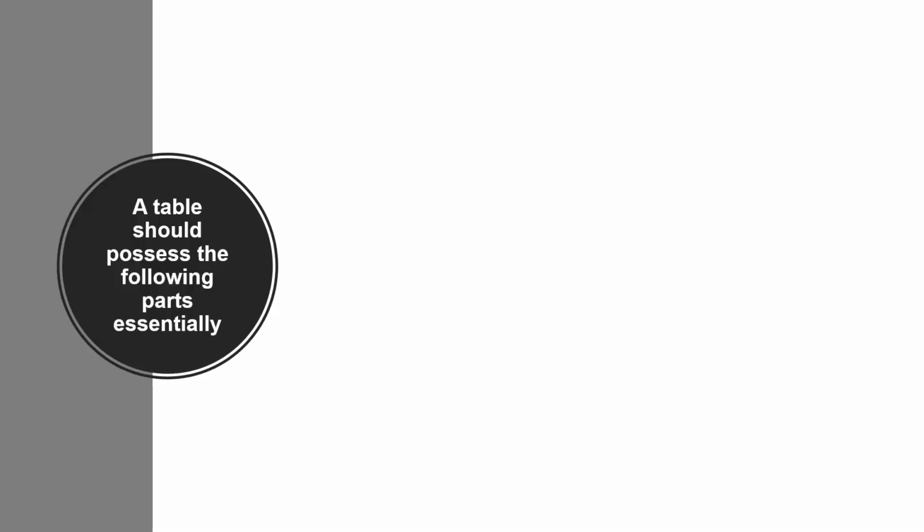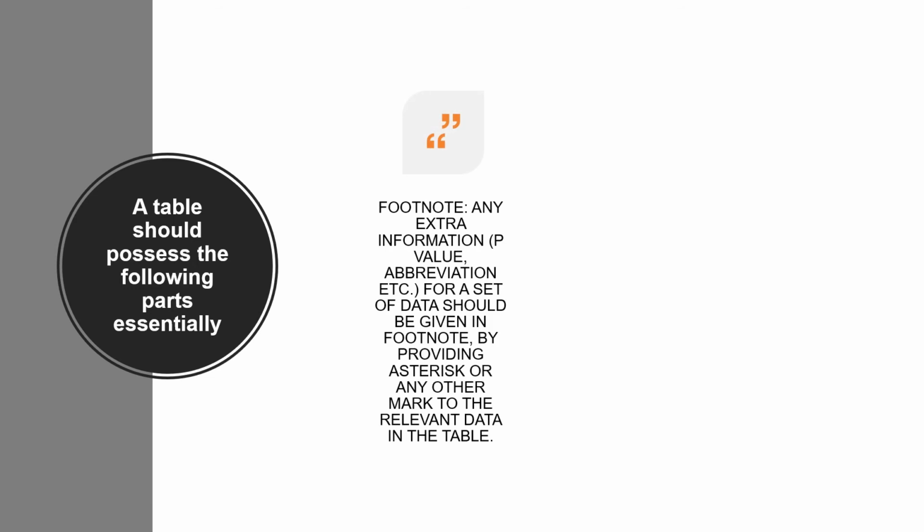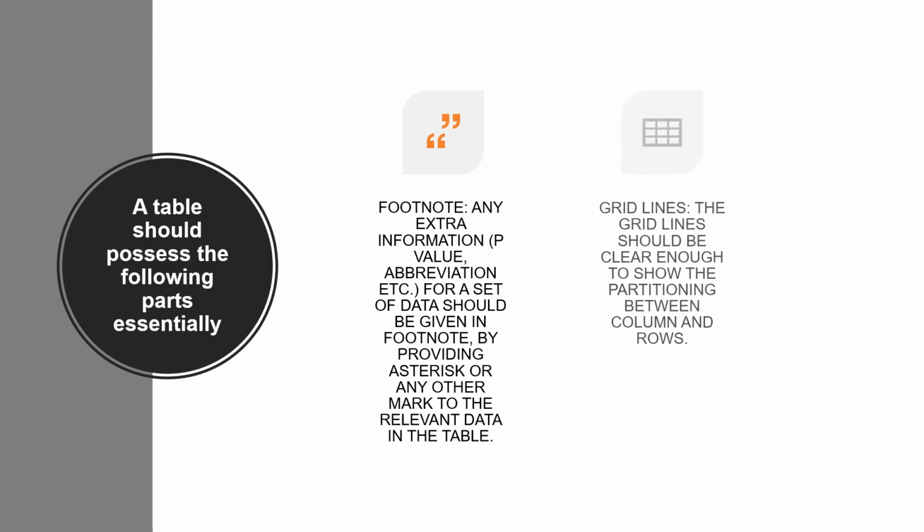Next is the footnote. Any extra information like p-value or abbreviations for a particular set of data should be given in a footnote, by providing an asterisk or any other mark on the relevant data in the table. It is not compulsory to provide a footnote for each table. And lastly, grid lines. The grid lines should be clear enough to show the partitioning between columns and rows. Sometimes hiding the grid lines makes the table confusing. So you have to take care about grid lines.